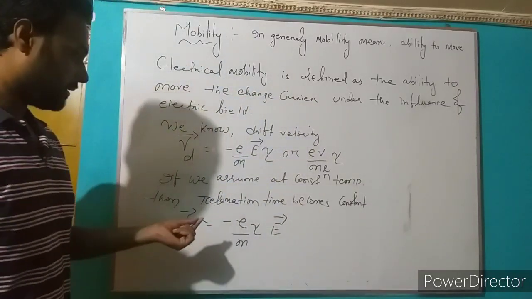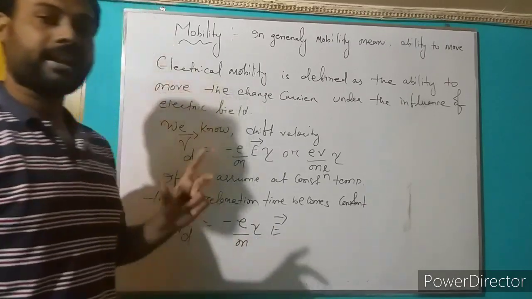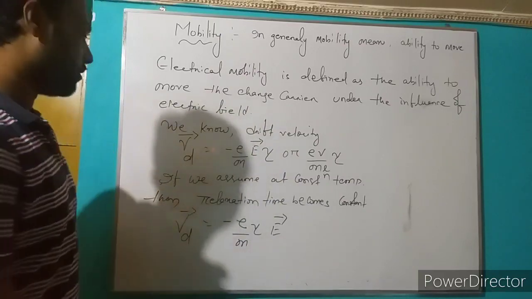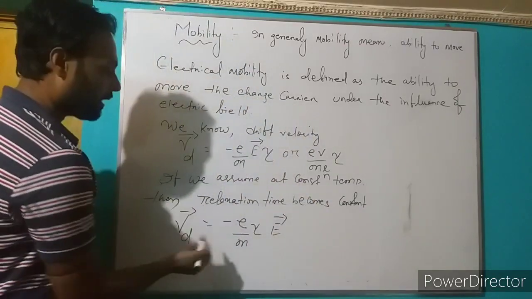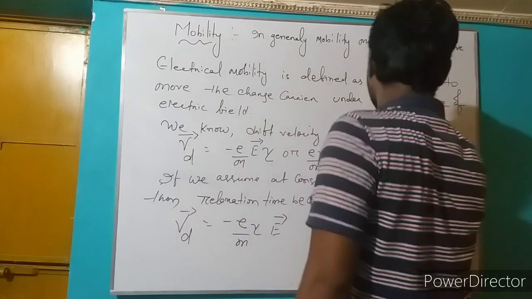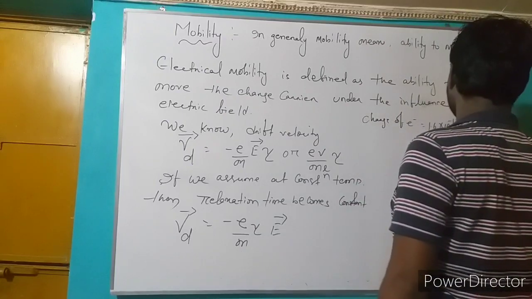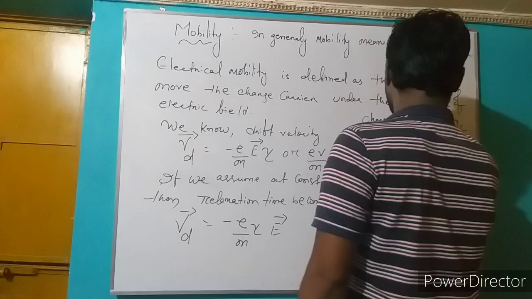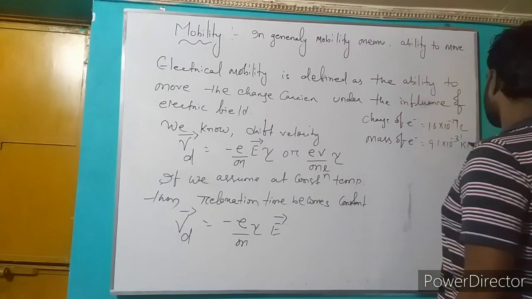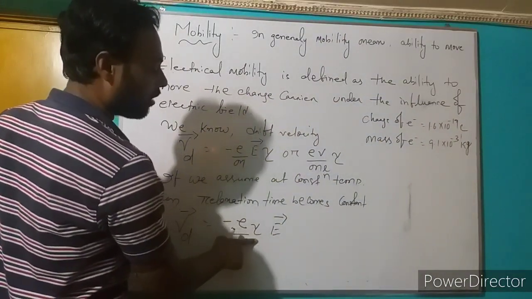So in that case E is also constant, that means charge of electron is constant, tau is the relaxation time, that is also constant, and that depends upon thermal temperature, so it becomes constant. And mass of charge particle, that means electron, becomes constant. Charge of electron is 1.6 into 10 to the power minus 19 coulomb. Mass of electron is 9.1 into 10 to the power minus 31 kg. Clear? So that remains constant, as well as tau remains constant.